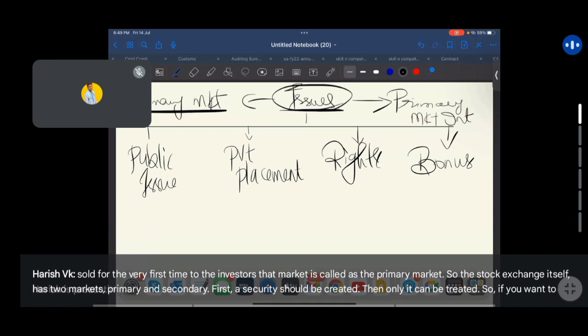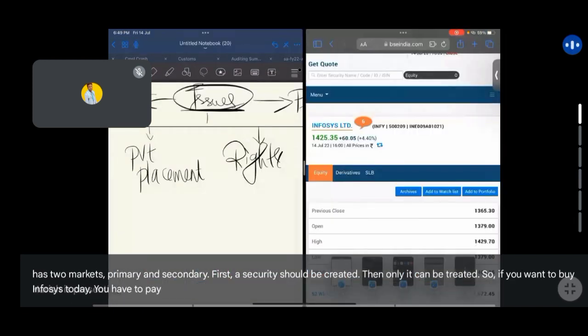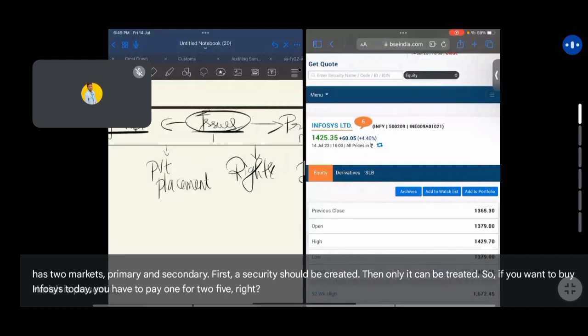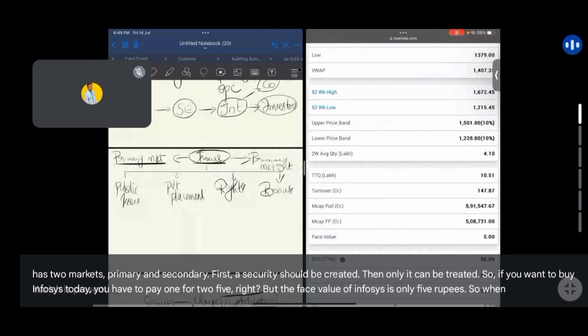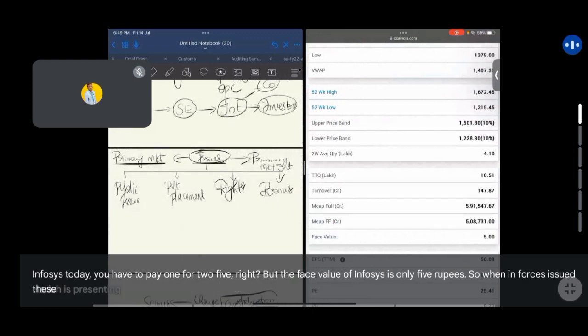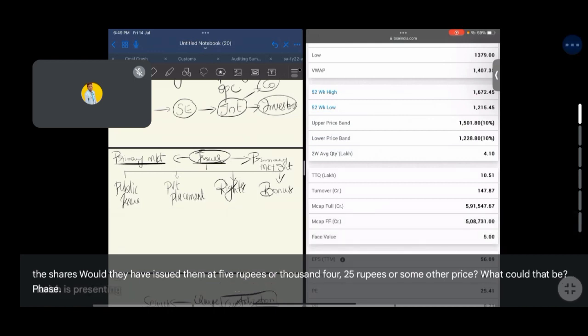So if you want to buy Infosys today, you have to pay 1425, right? But the face value of Infosys is only 5 rupees. So when Infosys issued these shares, would they have issued them at 5 rupees or 1,425 rupees or some other price? What could that be? Face value of Infosys is 5 rupees.